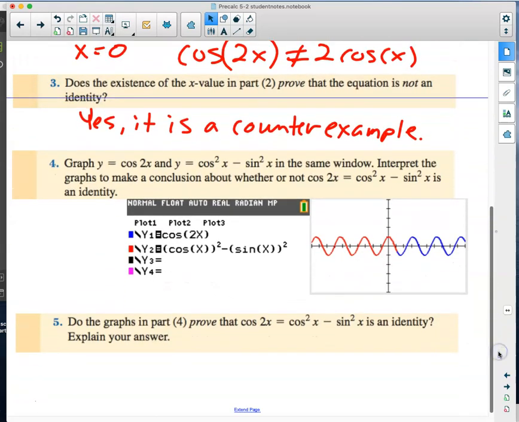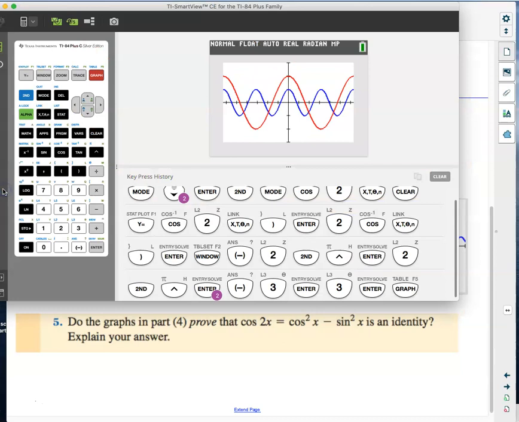Down here, it says graph y equals the cosine of 2x. And then this is interesting. y equals cosine squared of x minus sine squared x in the same window. Now that one's not obvious. In the first one, we were going to see two different graphs here. This is not going to work. But with this one, we're not really sure about that. So definitely we would want to pop that in the graphing calculator and take a peek.